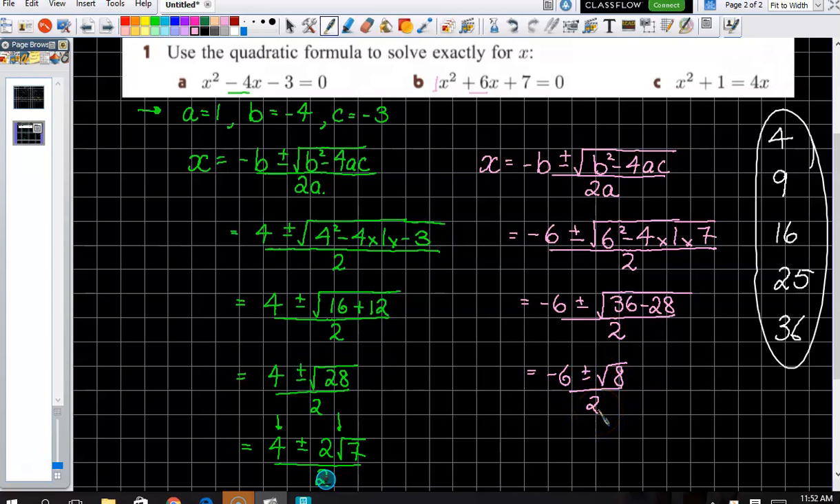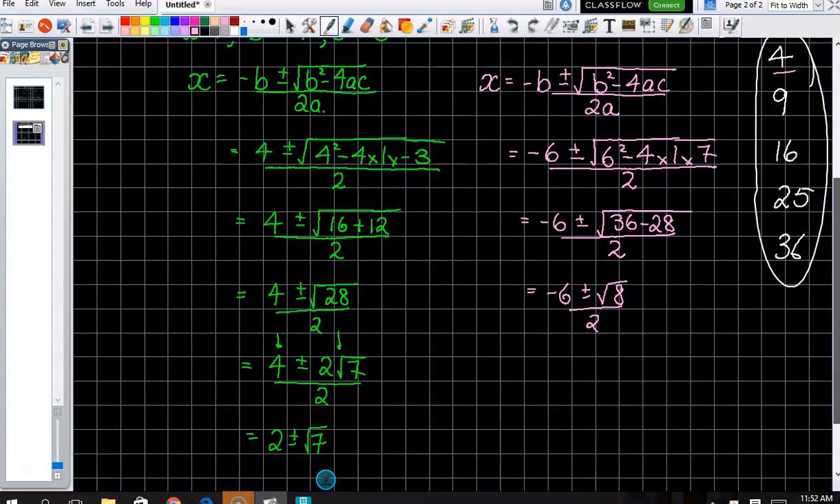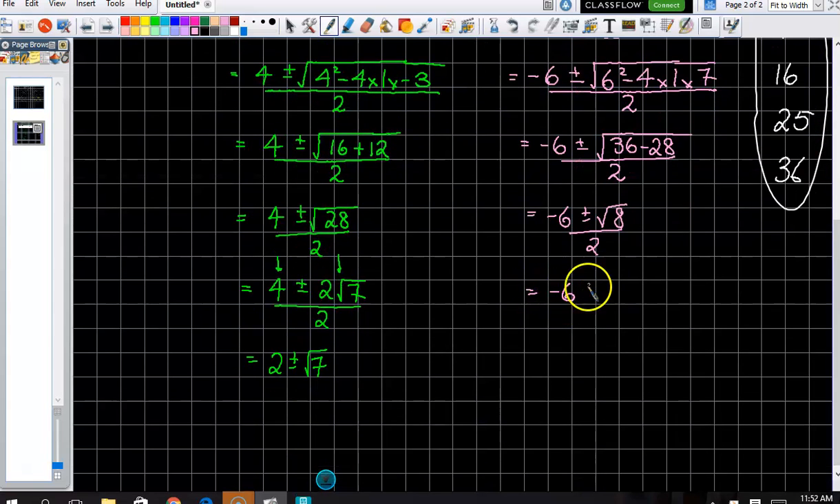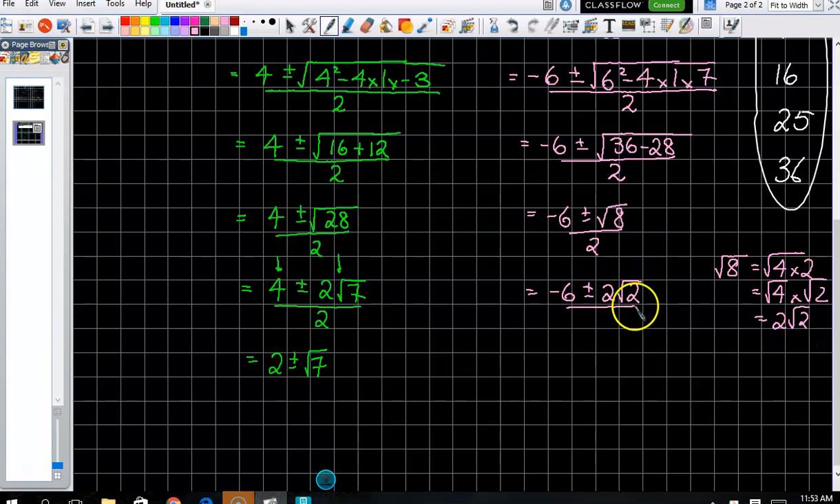So we ask ourselves, is there a square number that goes into 8? It's 4, correct? So this becomes minus 6 plus or minus. Now I'm just going to do it to the side. Root 8 is 4 times 2, which means it's root 4 times root 2. So 2 root 2, all over 2. And now I can divide this one and this one by 2. So minus 3 plus or minus 1 root 2. And we're done here.